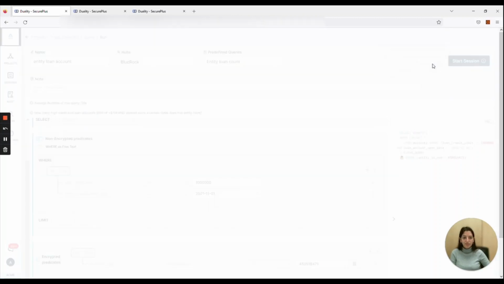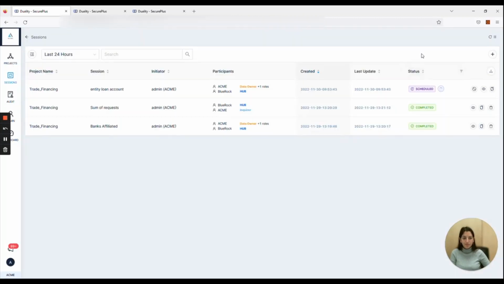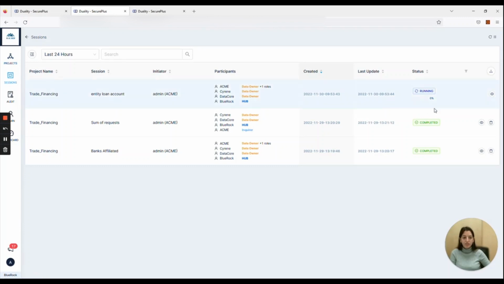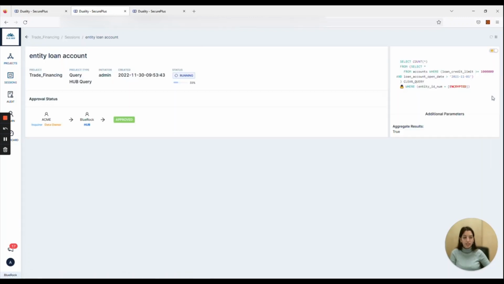While that's running, I'd love to head over and show you what the session looked like from Blue Rock. If I look at our session page and insert the session details, I can see that we have our query built over here and we have our encrypted predicate, Michael Jones's entity ID, as encrypted. This way, none of the financial institutions or any of the participants in this collaboration know who the investigator, Acme, was looking for. Our session is completed. Let's head on over to Acme and look at the results.